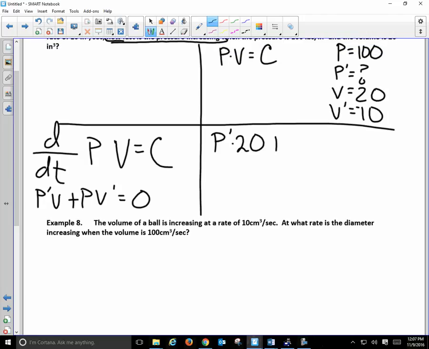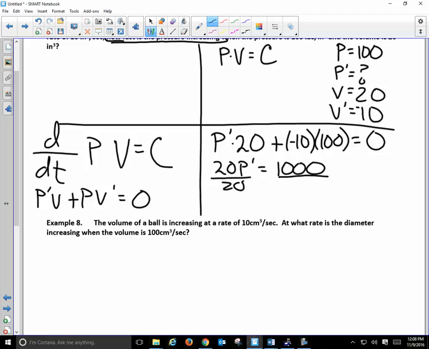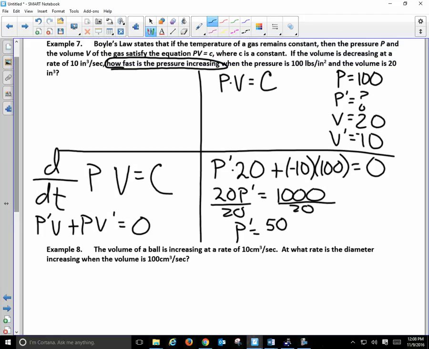And then plus negative 10 times 100 is equal to 0. Or 20 P prime is going to be equal to 1,000. P prime is equal to 50. 50 what? What do we measure pressure in?